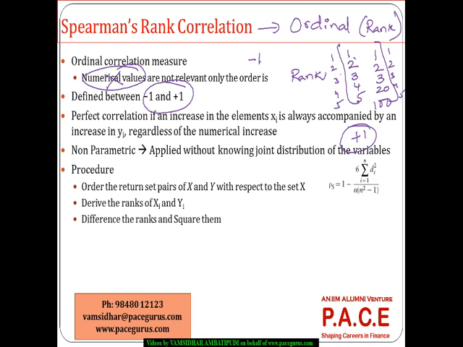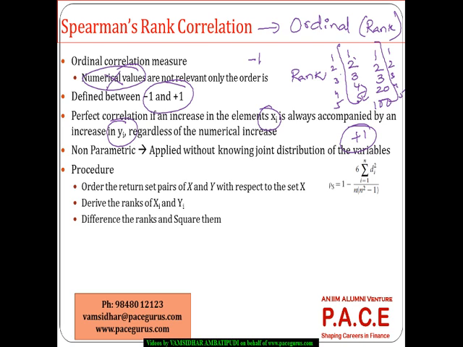But if I do a Pearson correlation between these two, it will not be +1 because it is purely talking about the change from the mean. Because the mean changes, the correlation also will not be 1 in the case of Pearson's correlation. But in the case of Spearman's rank correlation, it is definitely going to be 1. So it's a perfect correlation if an increase in the element xi is always accompanied by an increase in yi, regardless of the numerical increase.